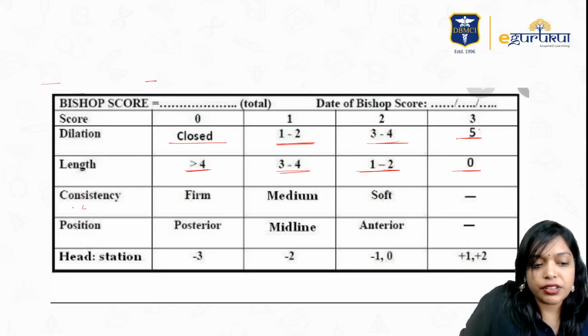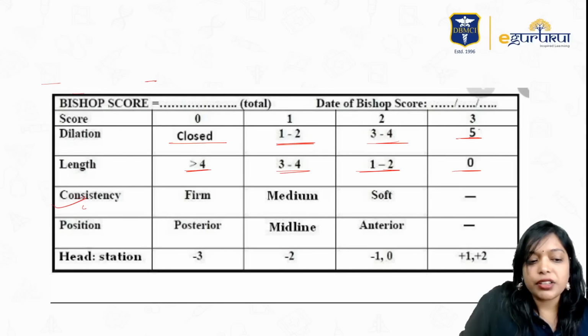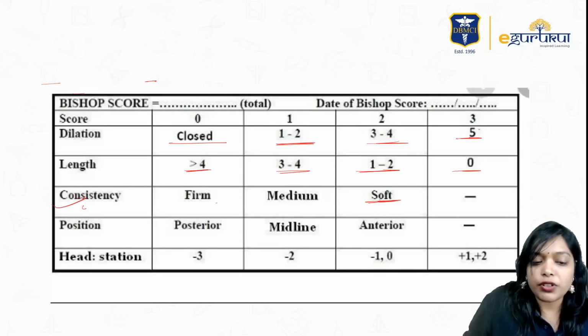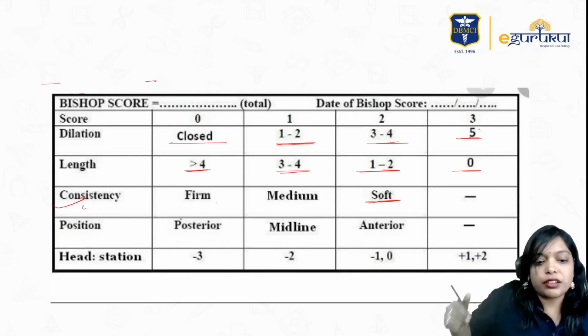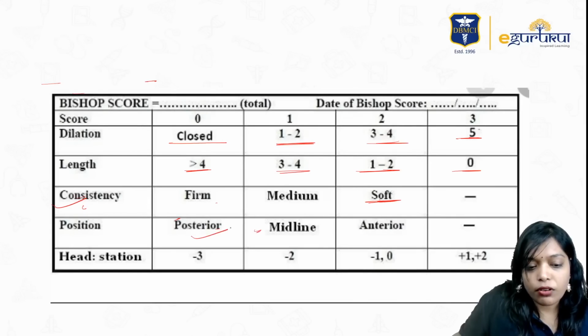Consistency of the cervix. If cervical consistency is firm, you give a score of 0. If cervical consistency is medium, you give a score of 1. And if cervical consistency is soft, you give a score of 2. Similarly, position of the cervix: if it is posterior, you give a score of 0. If it is in the middle, midline, you give a score of 1. And if it is anterior, you give a score of 2.